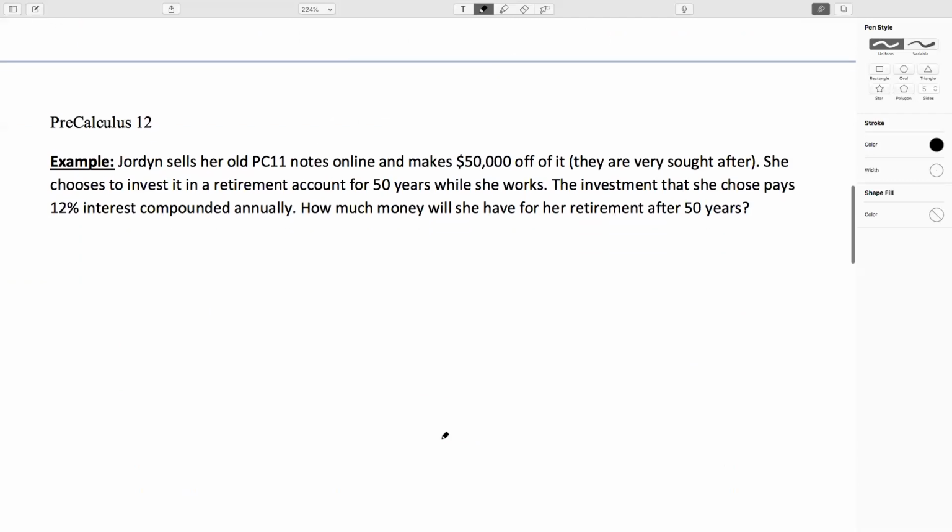Let's take a look at an extreme example. So Jordan sells her old pre-calc 11 notes online and makes $50,000. They're very sought after. She chooses to invest it in a retirement account for 50 years while she works. The investment that she chooses pays 12% interest compounded annually. How much money will she have for her retirement in 50 years? Now, this is a really, really smart decision. Most people don't have $50,000 to just stick in the bank, but if you do, and you don't need to use it, you can set yourself up for life by making a choice like this.